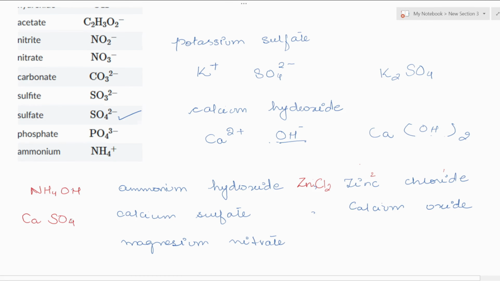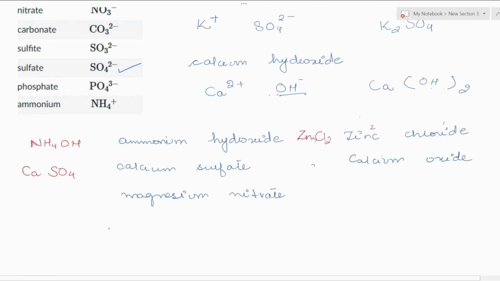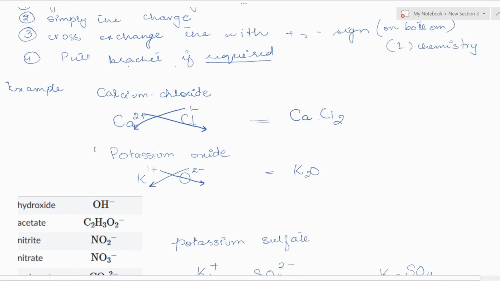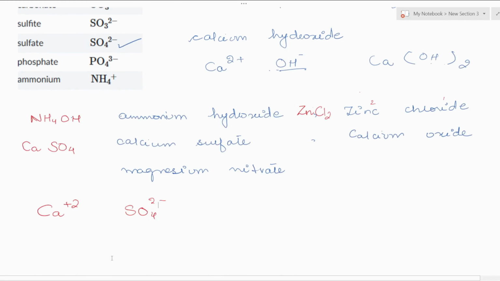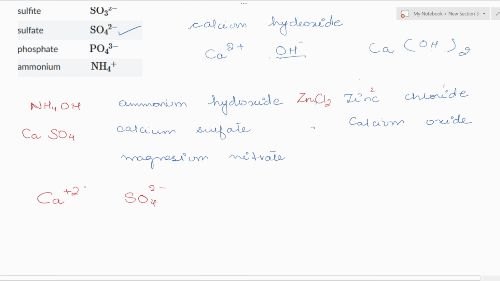Now, look over here. It's Ca plus 2 and SO4 minus 2. So, technically, if we look at point number 2, it says simplify the charges. Can the charges be simplified? Yeah. So the formula becomes CaSO4.